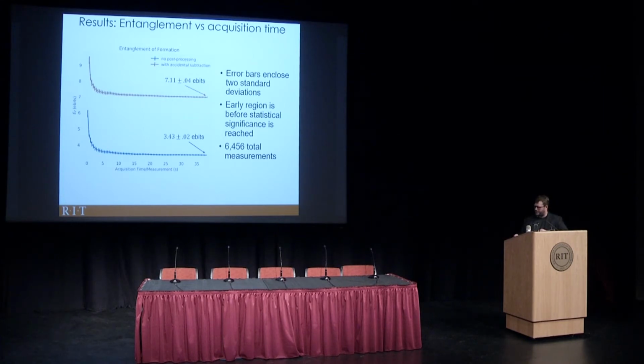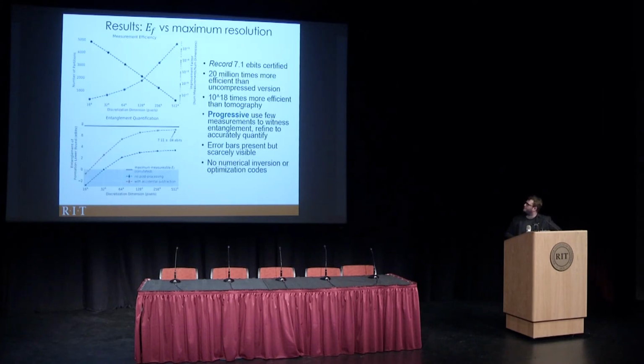And again, only about 6,500 measurements. Here's some more results that show what happened as you increase your discretization dimension. So we don't have to go to 512 by 512. We could just go to 32 by 32 or 64 by 64 and so on and so forth. And if you go to the next higher one, it's a progressive measurement.